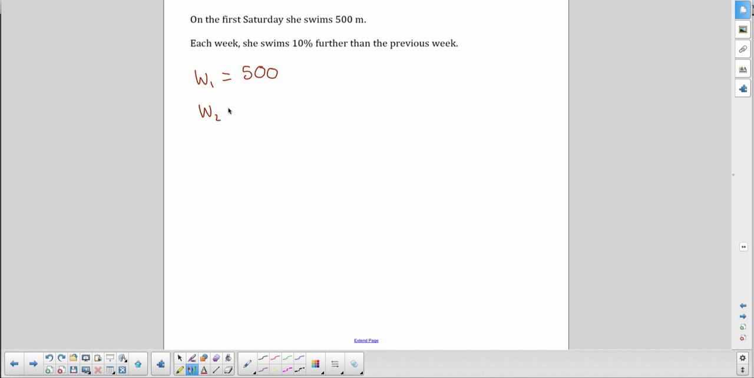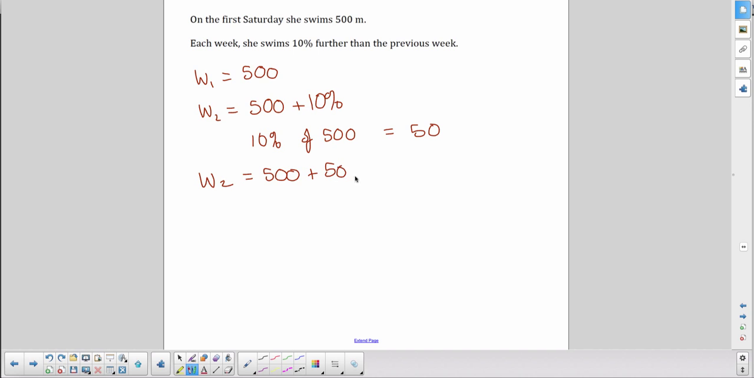On week 2 we've got 500 meters plus 10%. Now we know we can find 10% of 500 by just dividing by 10. And so on week 2 she does 500, which is our original distance. She swims 50 more. Obviously she's feeling a little bit stronger. So she swims 550 meters. And then on week 3 she swims 550 plus 10% of that, which is 550 divided by 10. And make that 550 plus 55. It's giving us 605 meters.